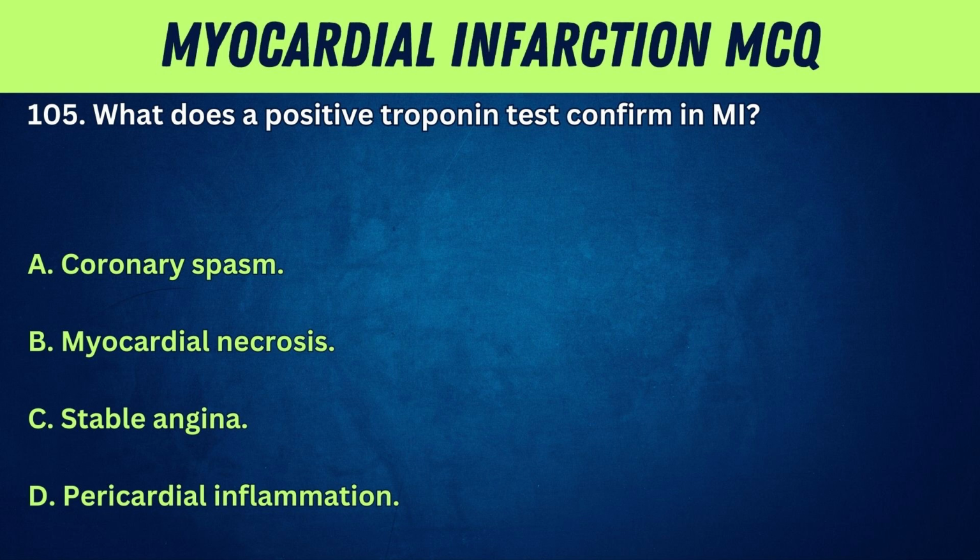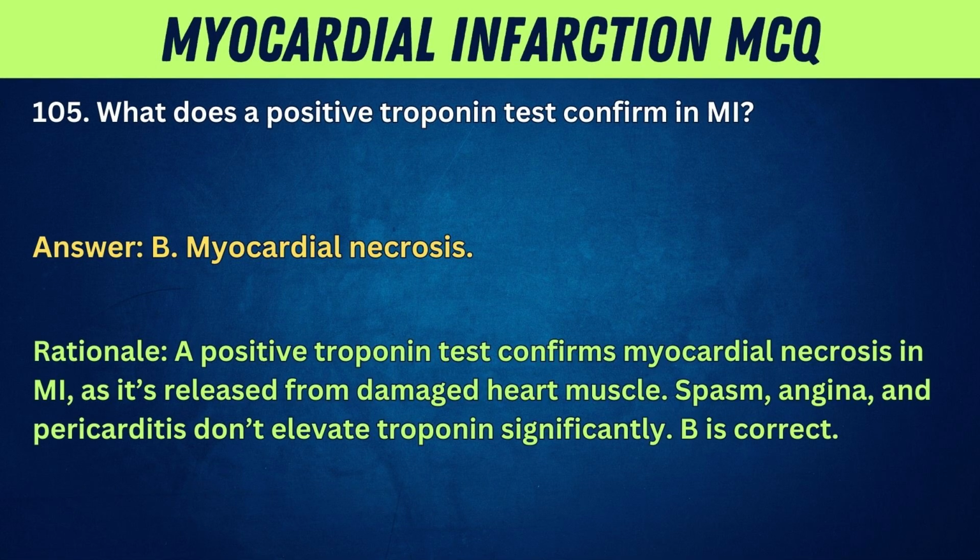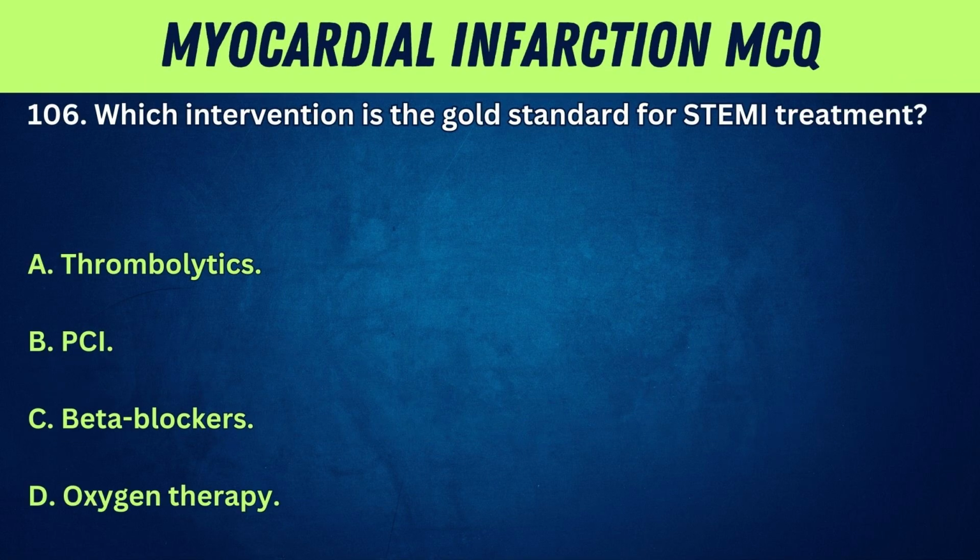105. What does a positive troponin test confirm in MI? A. Coronary spasm. B. Myocardial necrosis. C. Stable angina. D. Pericardial inflammation. Answer: B. Myocardial necrosis. Rationale: a positive troponin test confirms myocardial necrosis in MI as it's released from damaged heart muscle. Spasm, angina, and pericarditis don't elevate troponin significantly. B is correct.